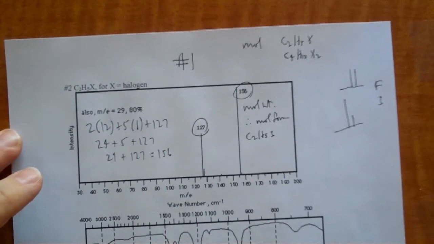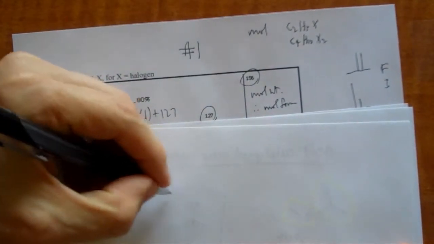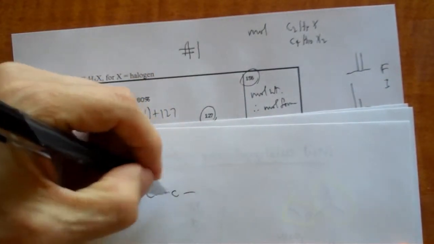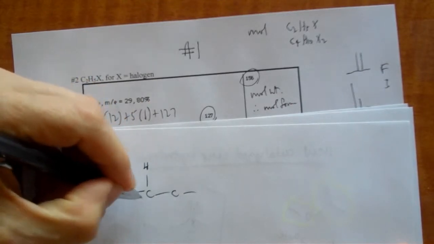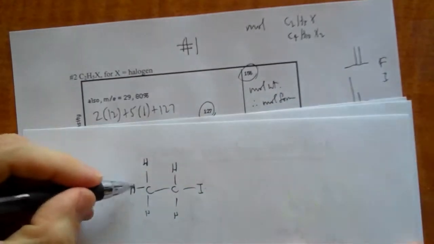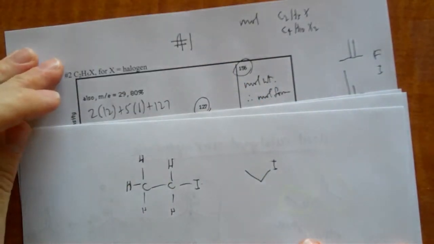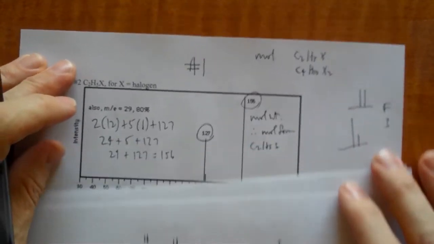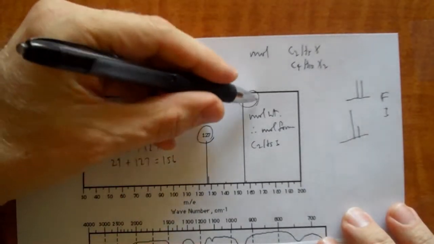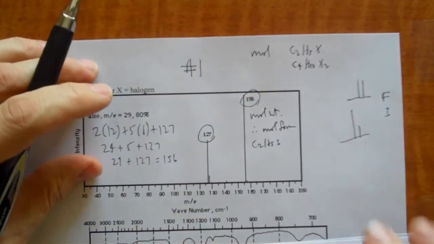Now I go to my second step, which is I start to make guesses. What could that be? C2H5I. And you know what? I pretty quickly realize that there's only one possibility for C2H5I. That's all it can be. There's no other way I can arrange those atoms. I'm confident that it is C2H5I because my mass spec has my molecular ion peak at 156.